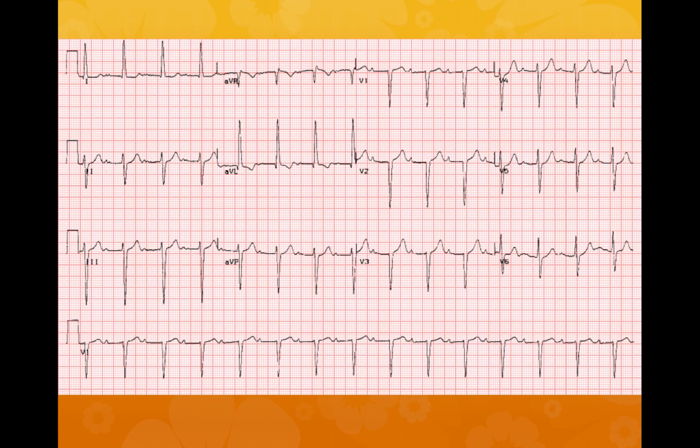So I'll leave you with this example. Go through it, calculate the rhythm, the rate, go to your P waves, your intervals, and then try and calculate the axis.